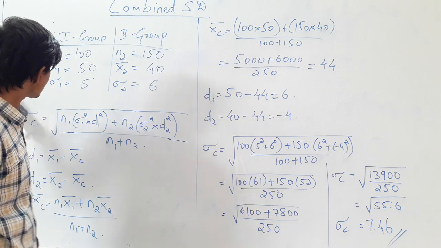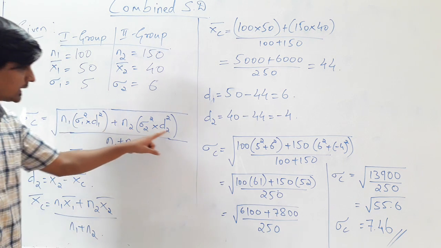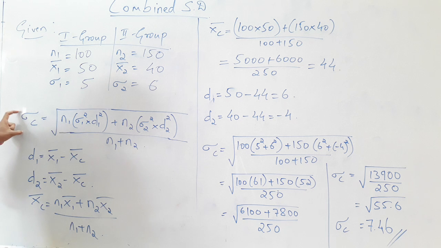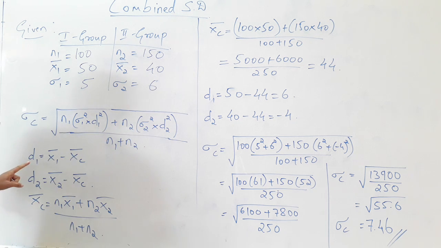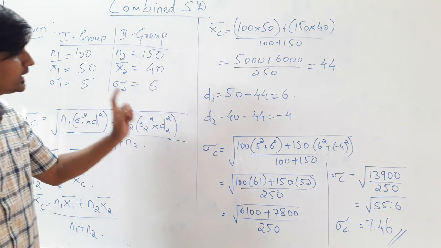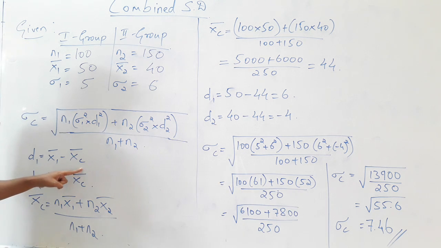Now to find these values, first we need to find d. So d1 is equal to x1 bar minus xc bar, and d2 is x2 bar minus xc bar. So let's find d1. To find d1, first what do you need? You need xc bar. So first let us find xc bar.